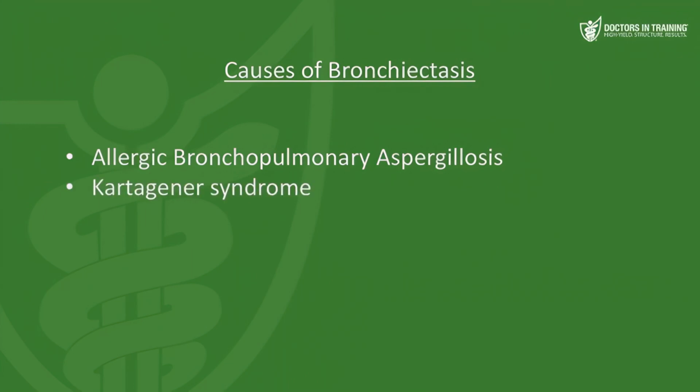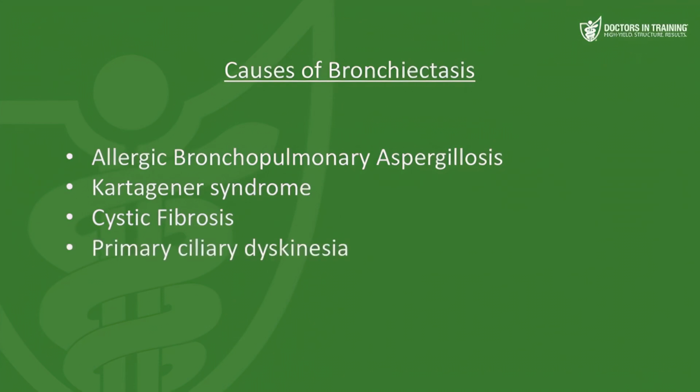Kartagener syndrome, where you have reversal of the organs, where the heart will be on the right side instead of the left. The most common cause of bronchiectasis is cystic fibrosis. And then another one that you will often see is primary ciliary dyskinesia.